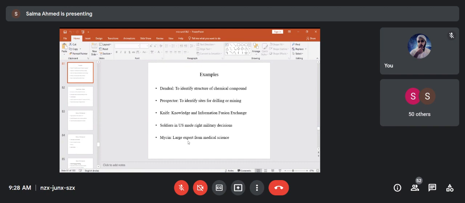The soldiers in the US made the right military decisions, so they could assess the number of soldiers in one area, and they would therefore decide how many soldiers to send to this particular area, how much food needs to go, and how much arms and ammunition needs to go in that direction.